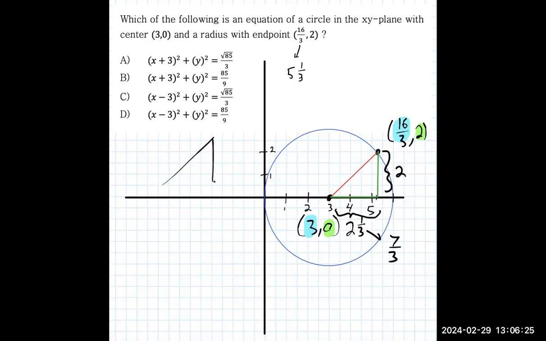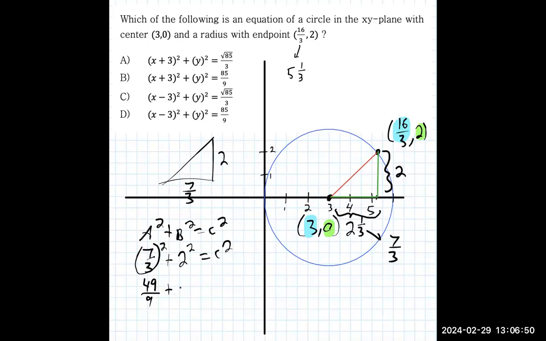So we've got a right triangle. Just going to redraw it here with 2 and 7/3. And we can find the length of the radius by using Pythagorean. A squared plus b squared equals c squared. 7/3 squared plus 2 squared equals c squared. Squaring 7/3 gives you 49/9 plus 4 equals c squared. That 4 is really 4/1. 49/9 plus 4/1 equals c squared.